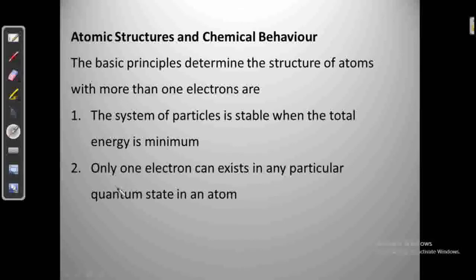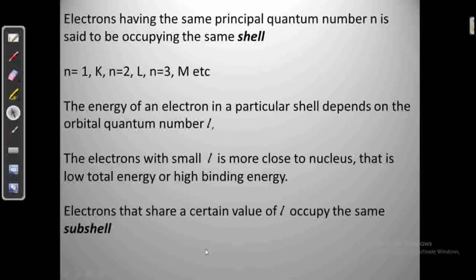The second one is that only one electron can exist in any particular quantum state. That is the exclusion principle, in a particular quantum state in an atom. So these two principles determine the structure of an atom. What is the size of the atom, what is the number of electrons in each shell, etc. will be determined by these two principles.